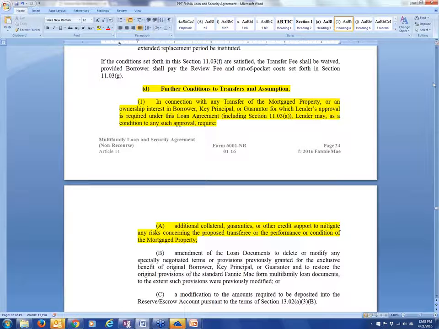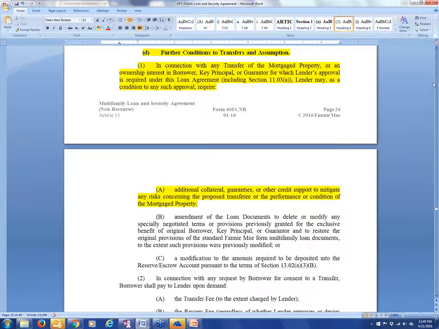I'm not telling you to go get physicals on all your key principals, but just have everybody understand that this is what happens if somebody should pass away. Further conditions to the transfer and assumption. In connection with any transfer of the mortgage property, any ownership interest in the borrower, key principal, or guarantor, and so on, lender may, as a condition of any such approval, require additional collateral, additional guarantees, or other credit support to mitigate any risks concerning the proposed transferee or the performance or condition of the mortgage property.